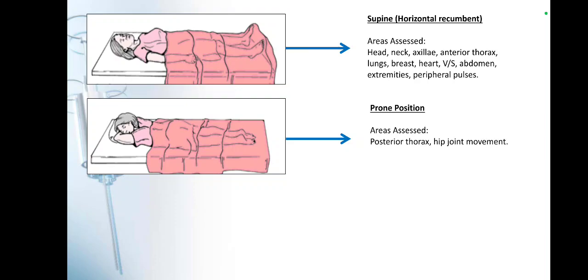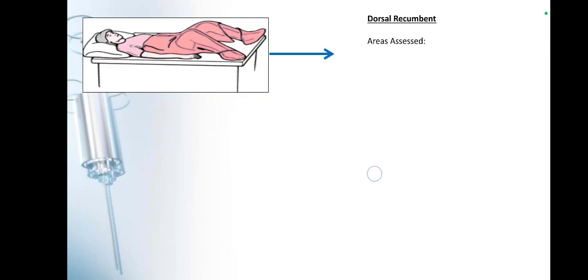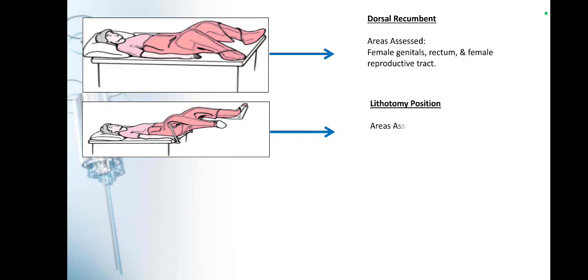We also have the prone position. The areas that can be assessed here are the posterior thorax and hip joint movement. And we have the Sims position. Areas to be assessed, for example, are the rectum and vagina. Another position is the dorsal recumbent, used to assess areas such as the female genitals, the rectum, and the female reproductive tract. The lithotomy position is the same, also for the female genitals, the rectum, and the female reproductive tract.